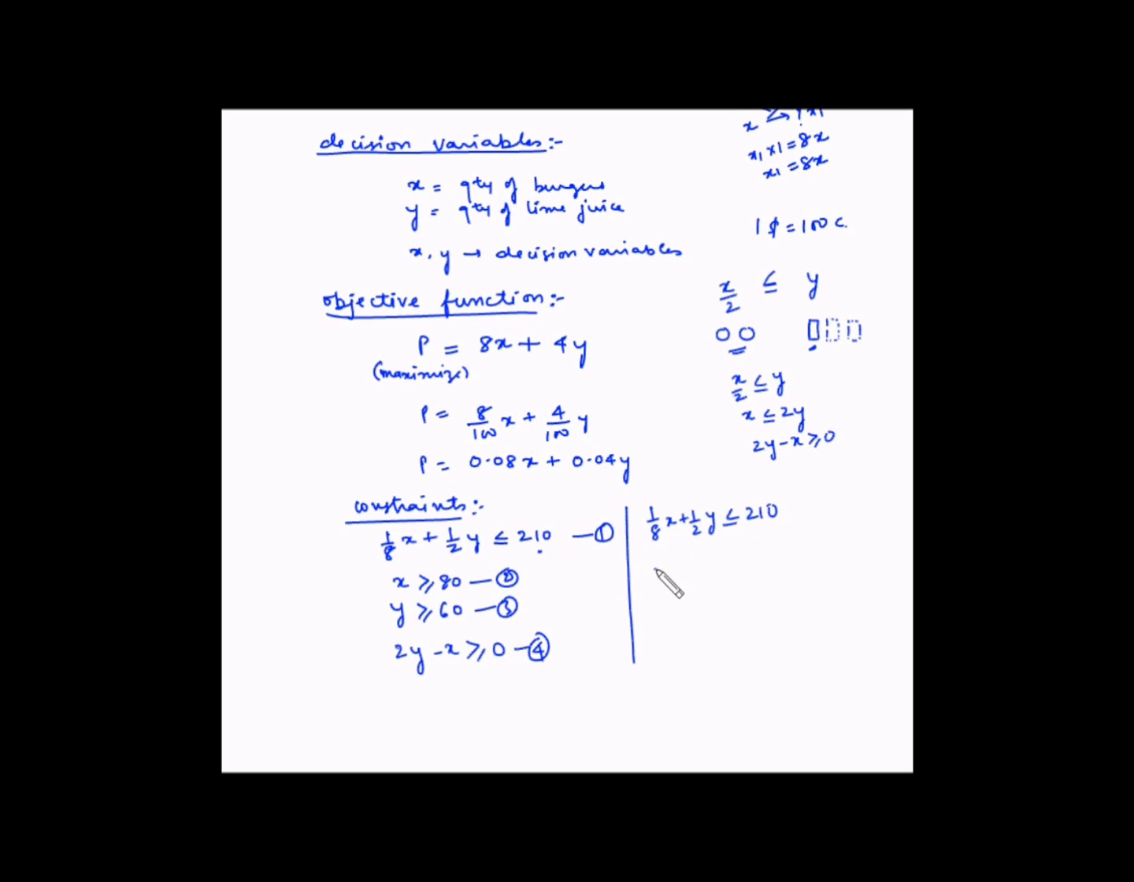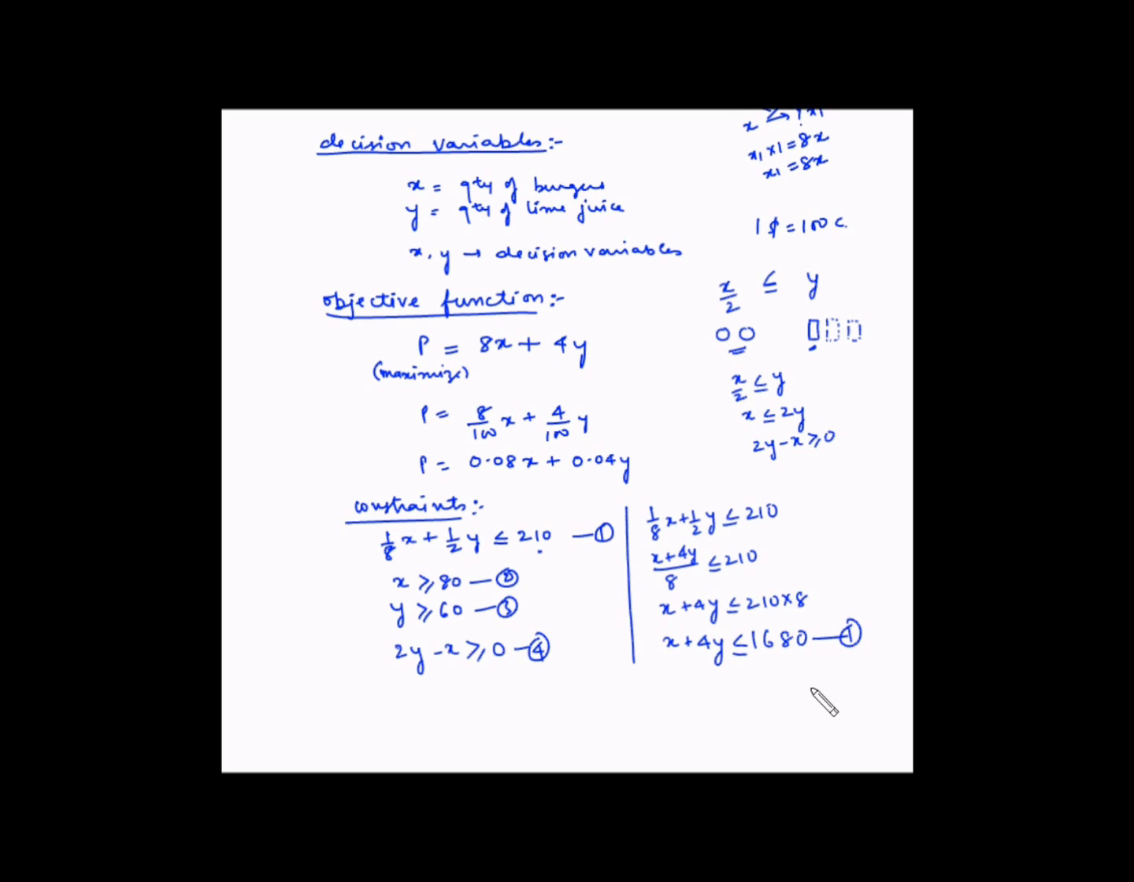So let's take the LCM here, which will be 8. So x plus 8 divided by 2 is 4. So x plus 4y is less than or equal to 210 multiplied by 8, or x plus 4y is less than or equal to 1680. So this also is our first constraint.